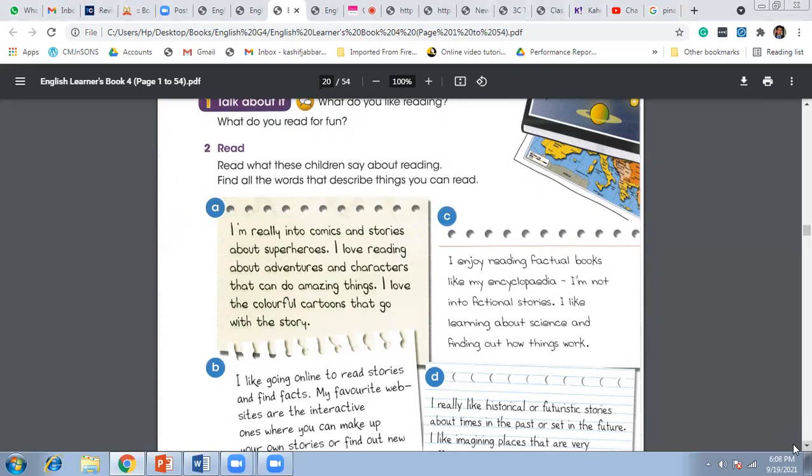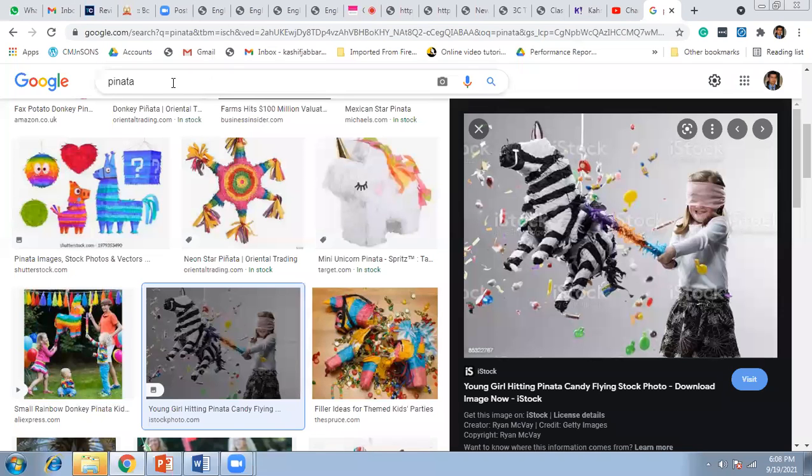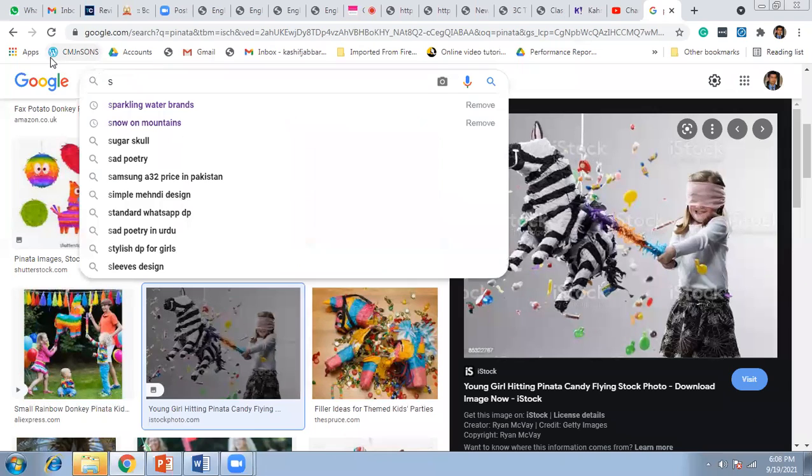So here in this lesson, we are going to know about these four different types of books. Read what these children say about reading. So let's see in part A here, we can see: I'm really into comics and stories about superheroes. I love reading about adventures and characters that can do amazing things. I love the colorful cartoons that go with the story. So many boys took the names of their favorite superheroes, right?